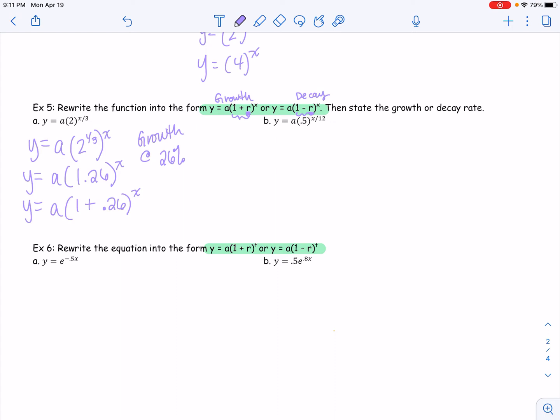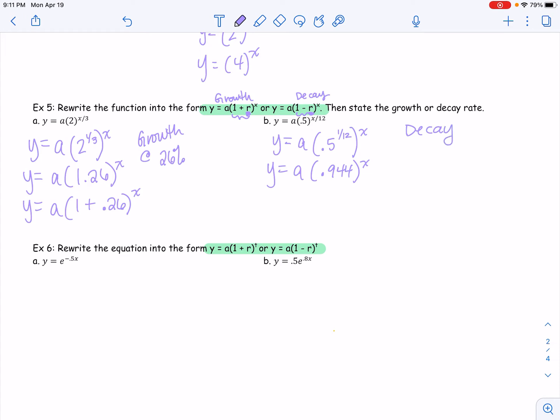Okay, let's try this one more time. So the first thing we want to do is rewrite it using those exponent properties. So over here, this is the same thing as y equals a times 0.5 raised to the 1/12 power raised to the x. Because again, power to a power, we would multiply 1/12 times x, which is the same thing as x over 12. So plug that into the calculator. 0.5 raised to the 1/12 power. You're going to get a decimal that's about 0.944. Well, again, clearly this is a number less than 1, so this is showing a decay model.